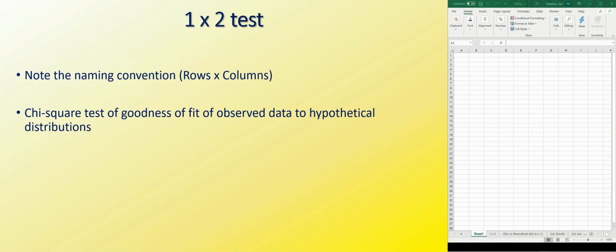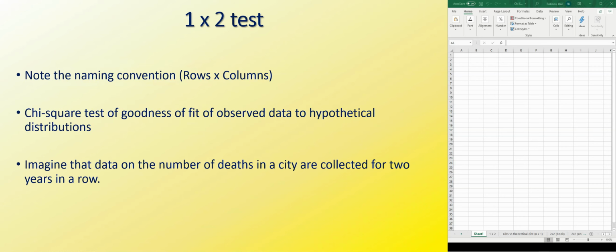Now, many people would look at 1 times 2 and say, well, if there's 1 row and 2 columns, that's only 2 numbers, and that's not enough to do a statistical analysis. And chi-squared allows this to happen by extrapolating where this would fit into the chi distribution. Let's look at a scenario.